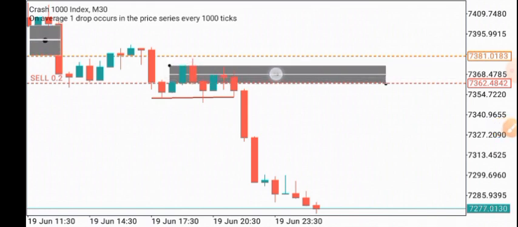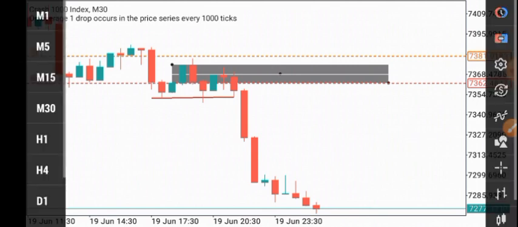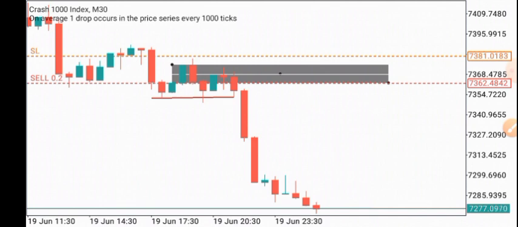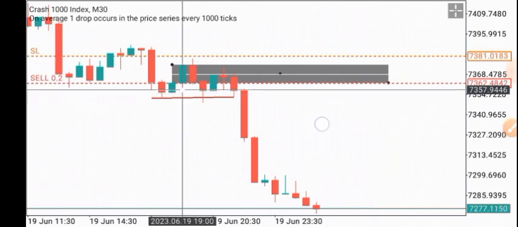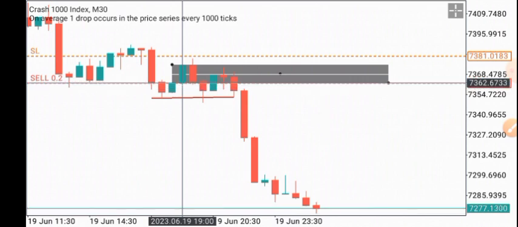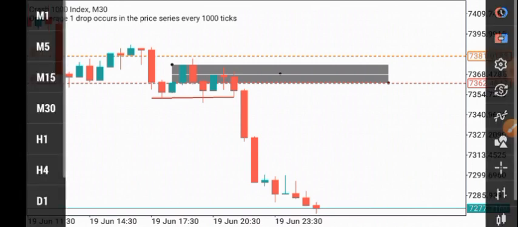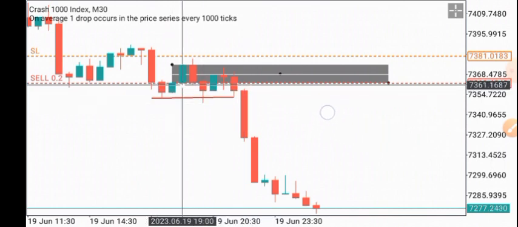Now it was late at night, so I couldn't wait. This was around 8 p.m. So I couldn't wait for it. I had to use my pending order to take the trade. Okay, the candle actually occurred around 7 p.m. Nigerian time, 7 p.m. Nigerian time.